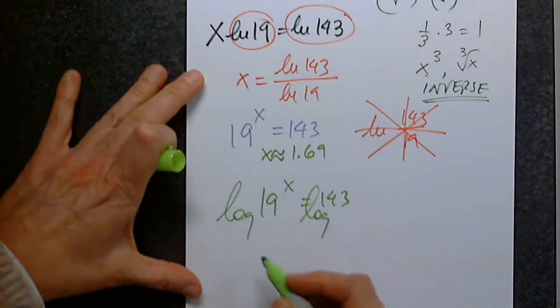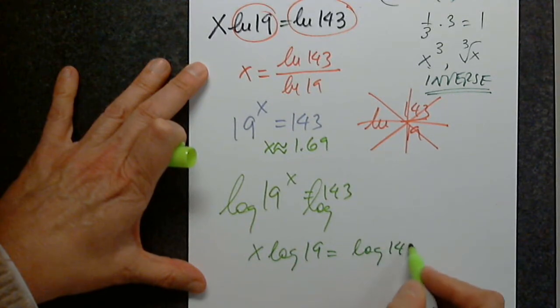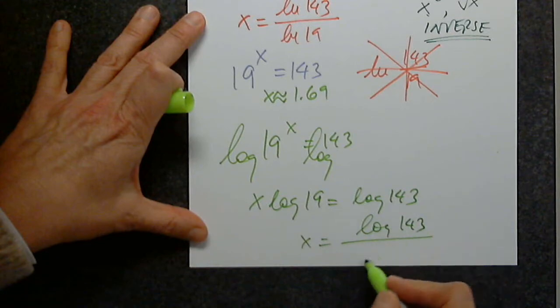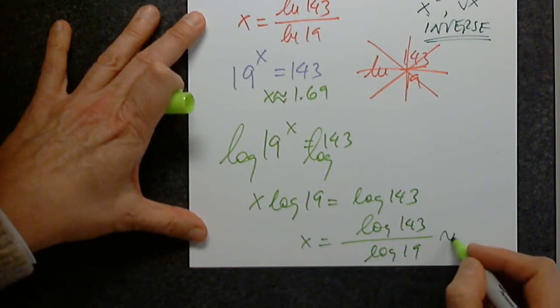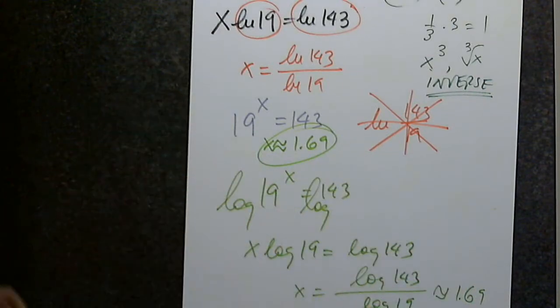Okay, so the same thing, I have x log 19 equals log 143, and the same thing, x equals log 143 over log 19. And I guarantee you there is only one number. This will be 1.69. It must be. So check it out. So log 143 divided by common log of 19. The answer must be the same. Why? Because there is only one number that I raise 19 to get 143, not two numbers.